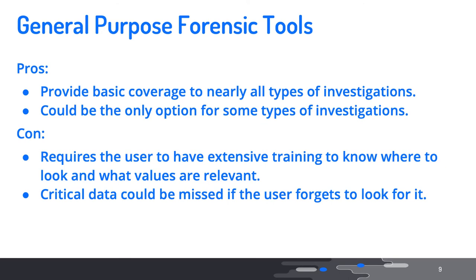General purpose forensics tools are the most popular category of tools out there, and many of the common tools exist here, such as Magnet Axiom, NK, Cellebrite, FTK, and Autopsy. Let's look at some pros and cons of these. On the pro side, they give you basic coverage to nearly all kinds of investigations, and they could be the only option for some kinds of investigations.